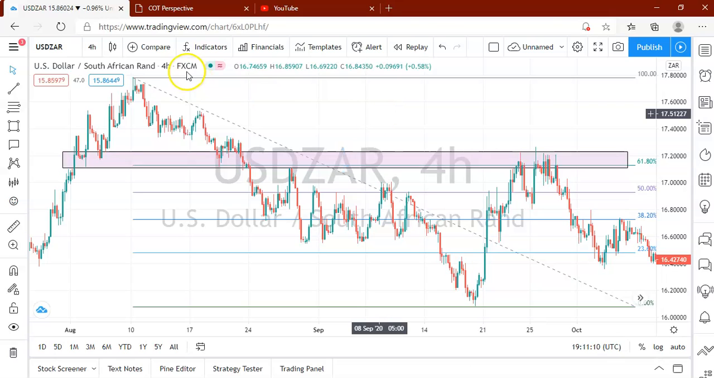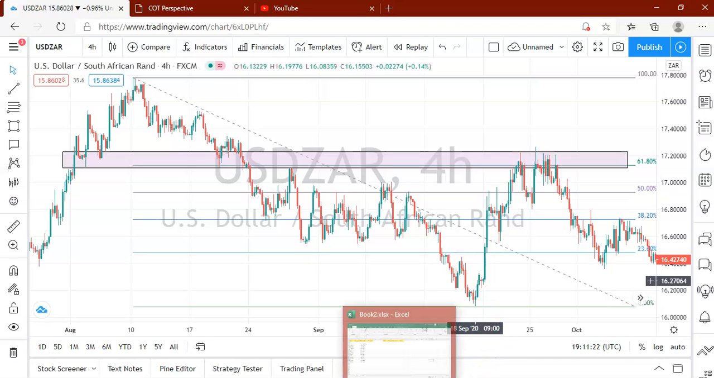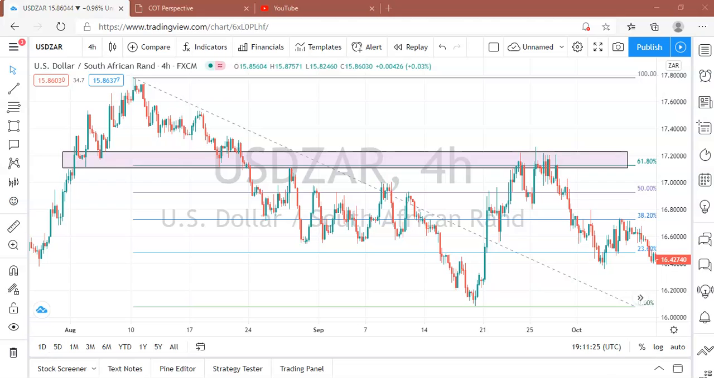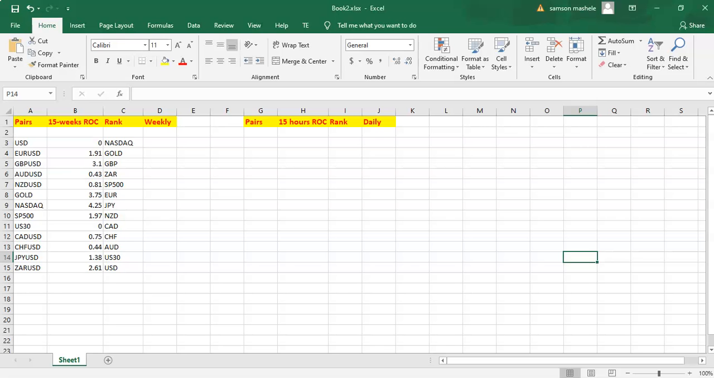To understand this, I've learned this thing called ROC, rate of change. I calculate it weekly, so it tells me the direction of the week, you understand? Looking at here, I've calculated all, actually the market we are trending is the US dollar. So I compared all these pairs that I trade with the US dollar, hence there is a zero here.